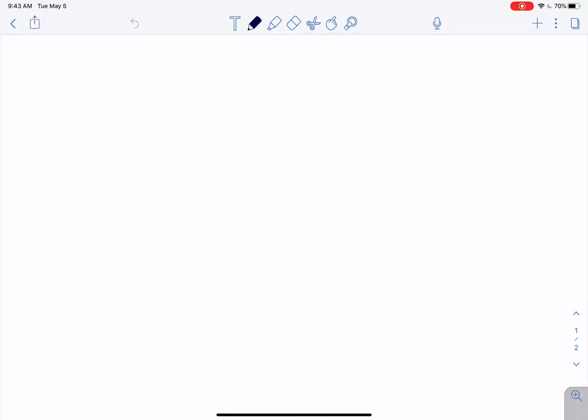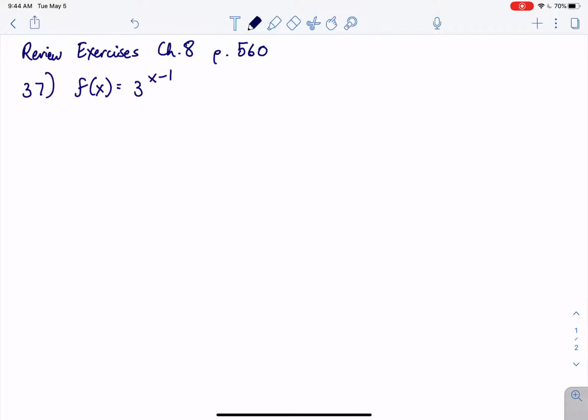So let's start off just doing a little practice taking derivatives. So let's take a function. These problems I'm doing come from the review exercises in your textbook, in chapter 8, this is page 560. Let's start off with number 37. So we have f of x equals 3 to the x minus 1, and it wants us to take the derivative of this. So we want to find f prime of x.